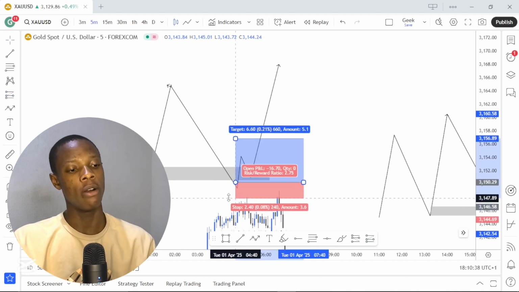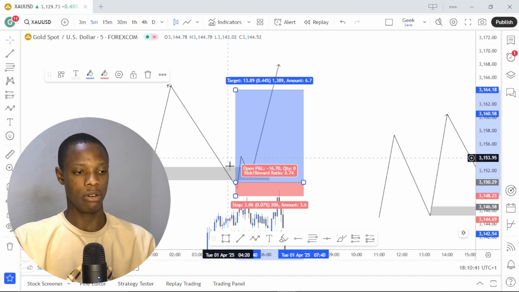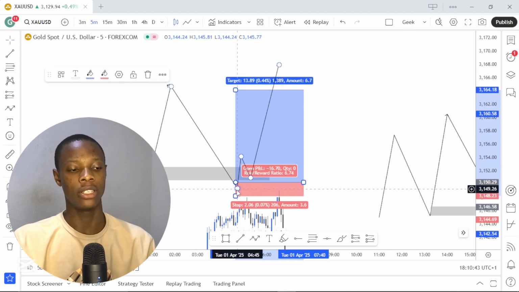And not all takeouts are valid. Not all breakouts. Once the price takes out that low and you start taking it, it's going to buy.